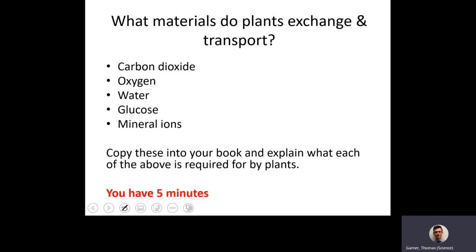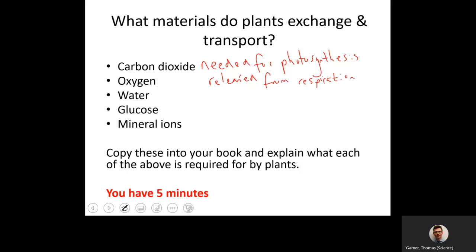So, for example, carbon dioxide is needed for photosynthesis, and released from respiration. Carbon dioxide has those 2 things.